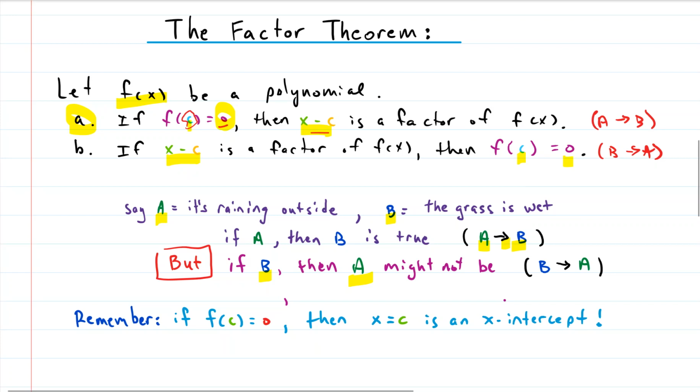Just as a reminder, if some value c you plug into your function gives 0, then that means x equals c is an x-intercept. Don't forget that, because that's all very connected. So the factor theorem is actually pretty powerful. It's very complete. It covers both of these scenarios: if A, then B, and if B, then A.